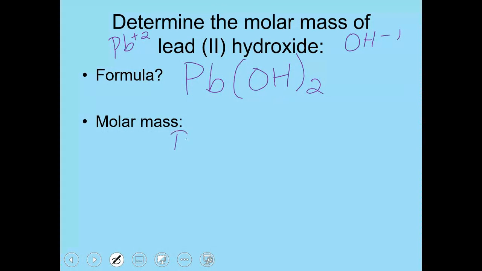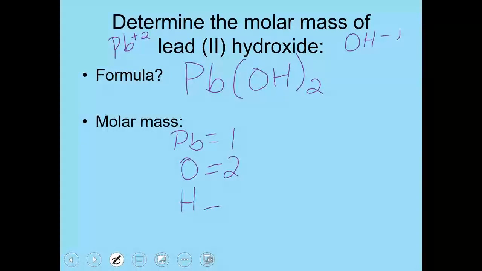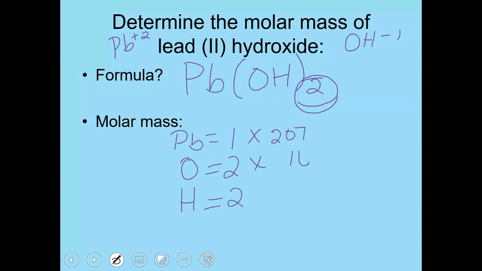So when we're finding the molar mass, we've got lead, oxygen, and hydrogen. There's 1 lead, there's 2 oxygen, and there's 2 hydrogen. Why? Because of the 2 outside of the parentheses. That doubles everything that's inside. Get the periodic table, get the mass of each one.